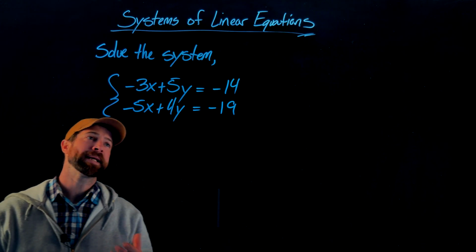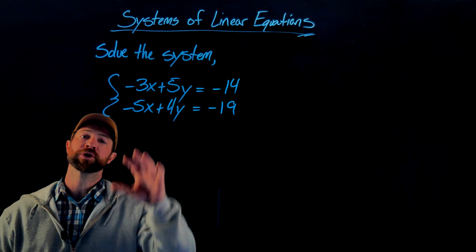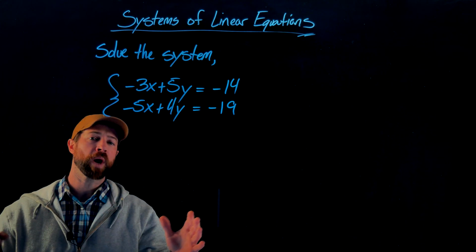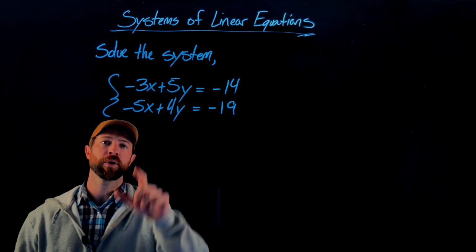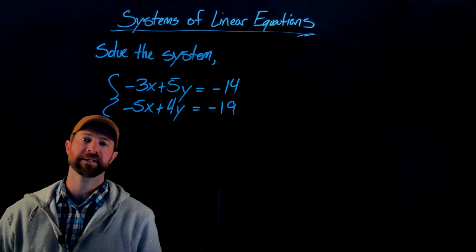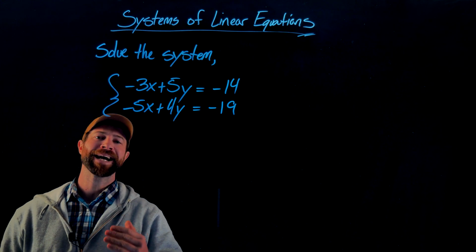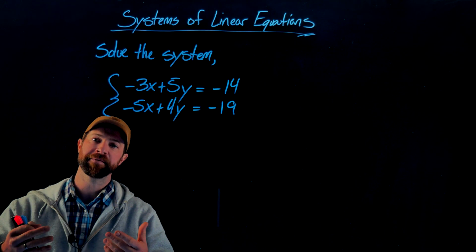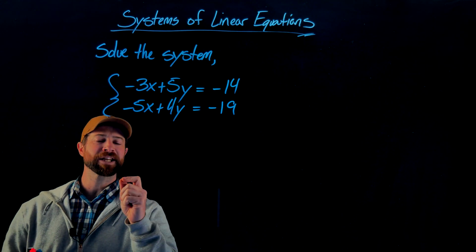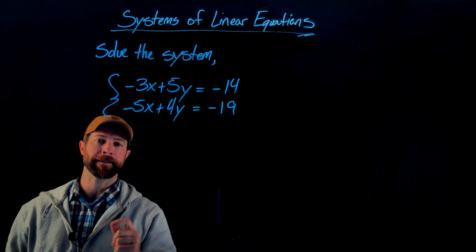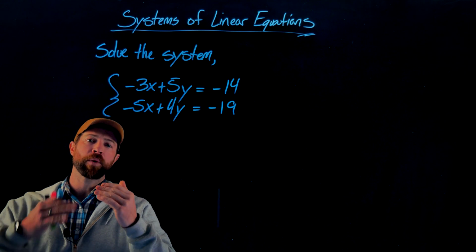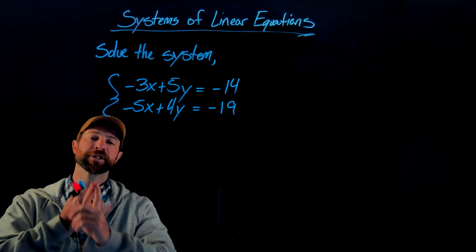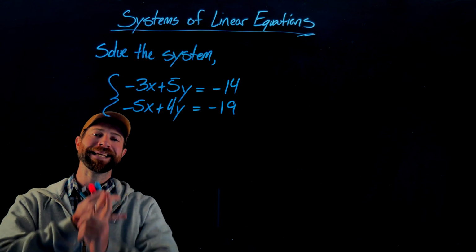In this case right here, what I'm going to choose to do is to attack the x's. I could do the y's in a very similar fashion, but I'm going to make the x coefficients opposites of each other. The way that I'm going to do this is I'm going to multiply the first equation by 5, and I'm going to multiply the second equation by -3. The important thing here is I want to make one of these coefficients a 15 and the other one a -15.